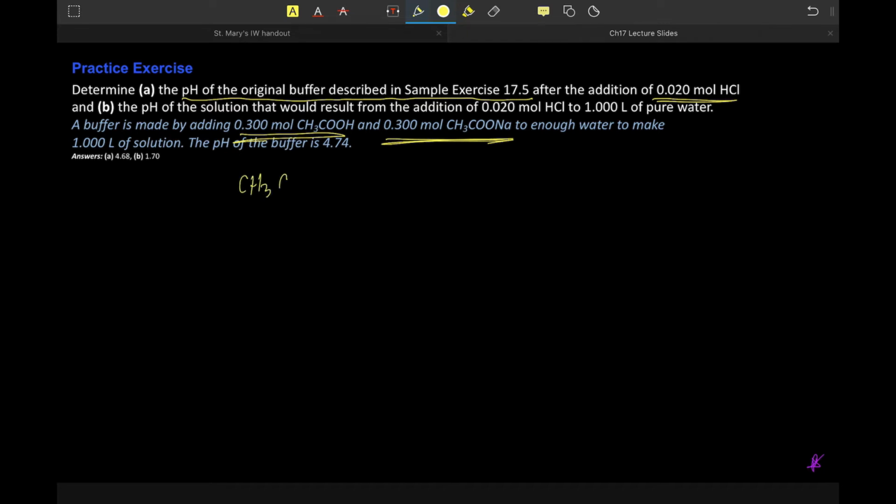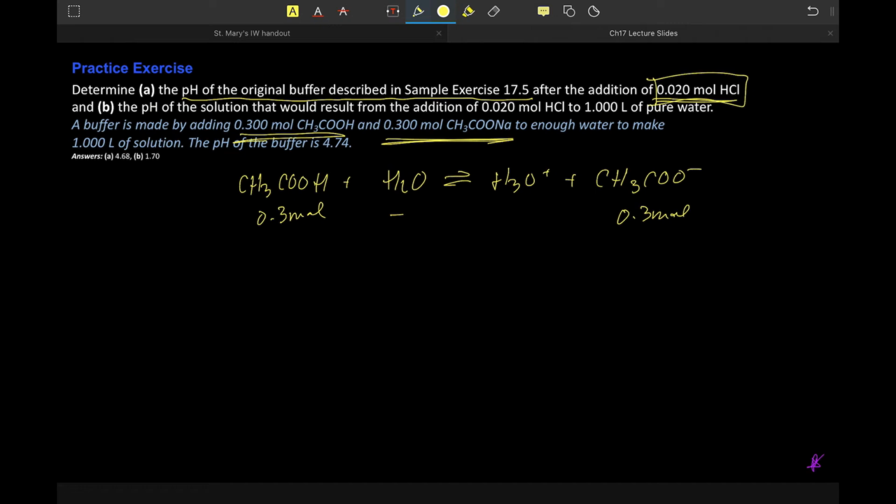So we're going to start with our CH3COOH plus H2O, and that gives us our hydronium and our A minus. And then let's get our initials down there. It says I have 0.3 moles of this, and I have 0.3 moles of this. And I do like to write down the moles so I don't forget that I'm working in moles right now and not molarity. And then it tells me that the pH of my buffer is 4.74, but we will worry about that later. And then it says I'm going to add 0.02 moles of HCl. I'm going to add 0.02 moles of acid.